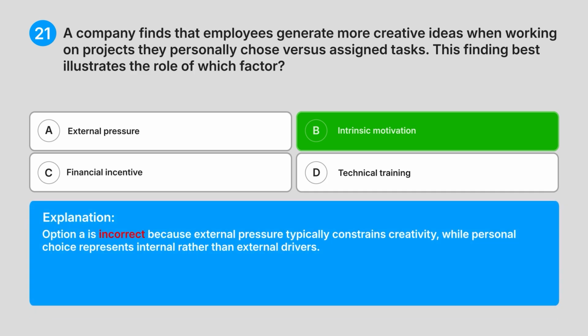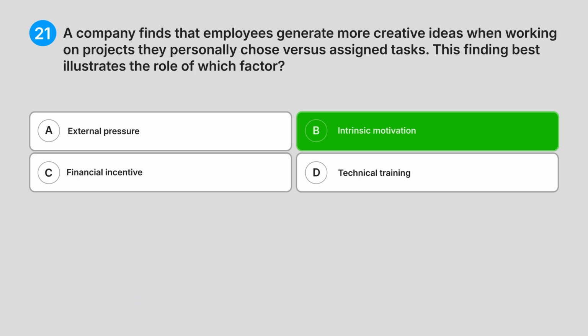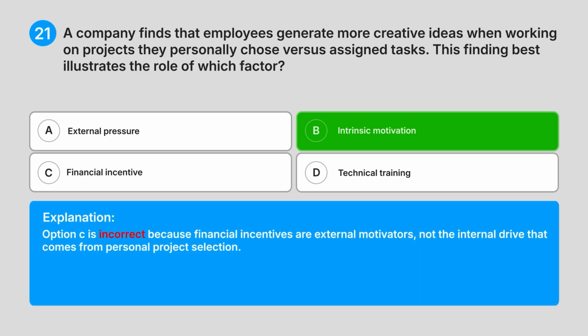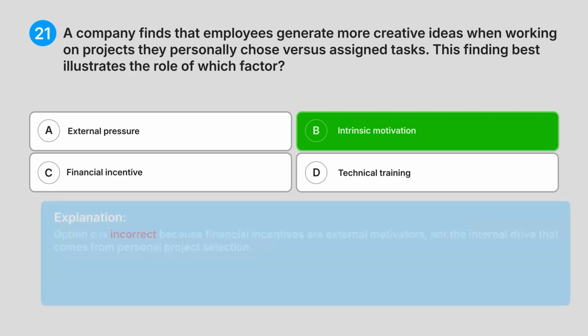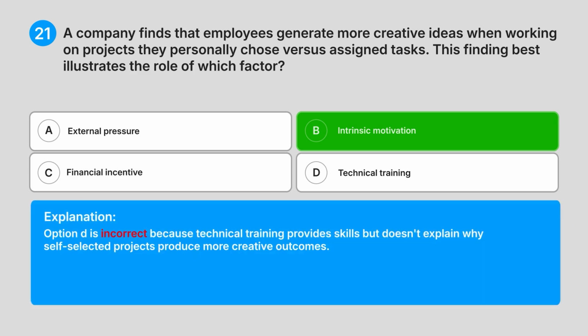Option A is incorrect because external pressure typically constrains creativity, while personal choice represents internal rather than external drivers. Option C is incorrect because financial incentives are external motivators, not the internal drive that comes from personal project selection. Option D is incorrect because technical training provides skills but doesn't explain why self-selected projects produce more creative outcomes.